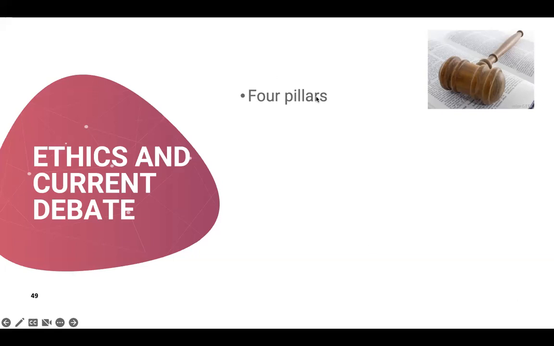Always remember the four ethical pillars. Some of you may know it already. So it's autonomy, beneficence, non-maleficence, and justice. What you need to do is not just know what they are, you need to be able to incorporate that into the ethical scenario you're discussing.